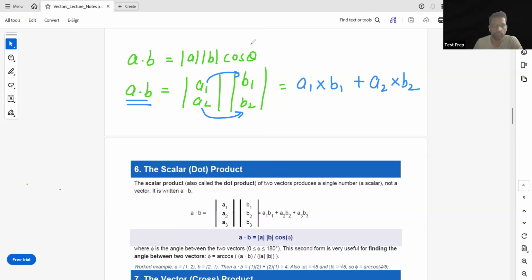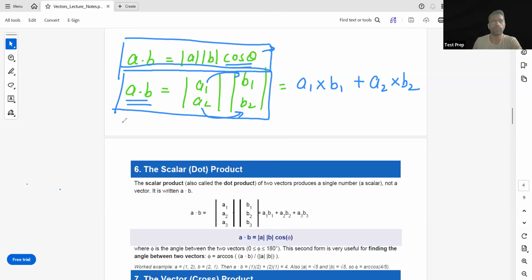Otherwise, if we have to find the angle between a and b, there is a formula for cos theta. Sometimes they ask for the angle between a and b. First of all, we have to find the magnitude of a, the magnitude of b, and then we find cos theta. Now, this is a very important formula for everyone, so please remember it. We will solve questions based on this formula. A dot b is equal to the magnitude of a and b into cos theta, and a dot b is found as shown. This is the problem.